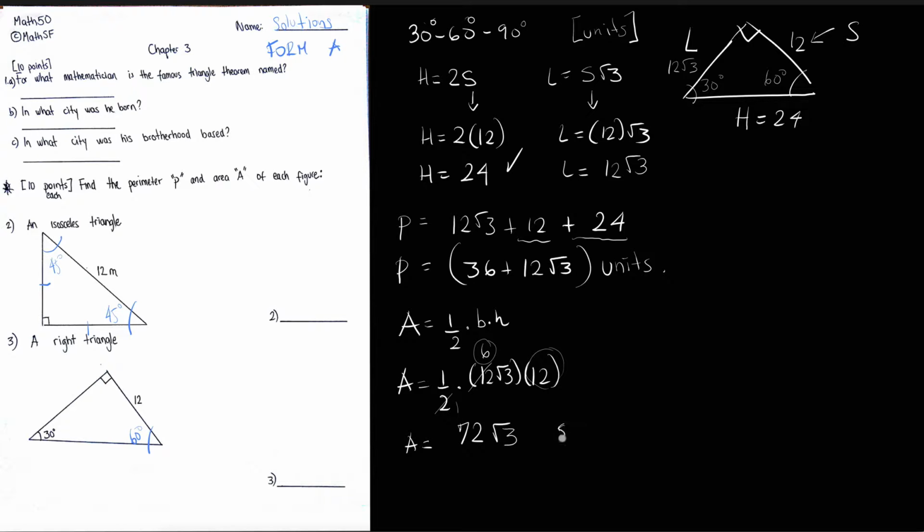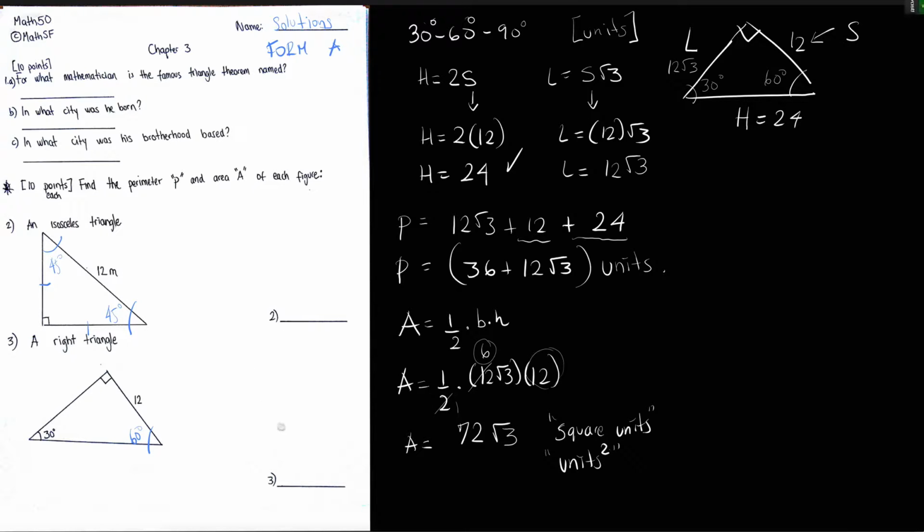Square units. You can write square units like this, or you can just write units with a square here. Either of these two answers will be valid. Make sure you remember that if the unit is not stated, you still want to write units. So for perimeter, whatever units there are. If you're finding area, you have square units. So that should be your answer for number 3.